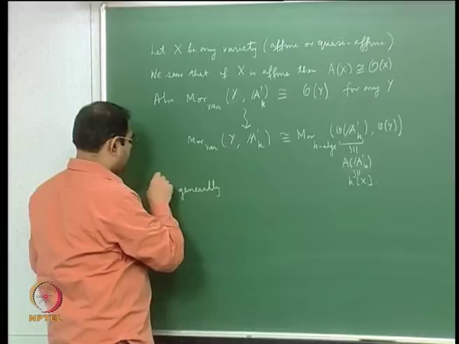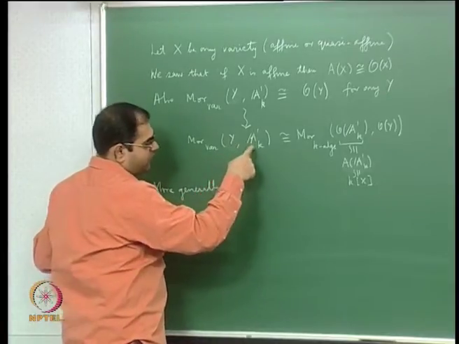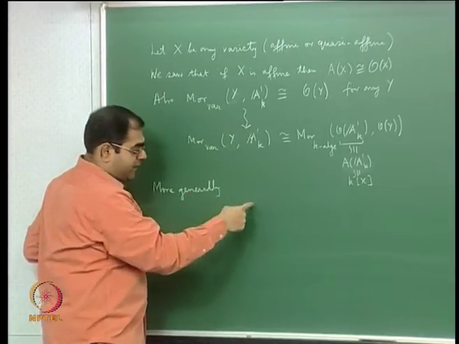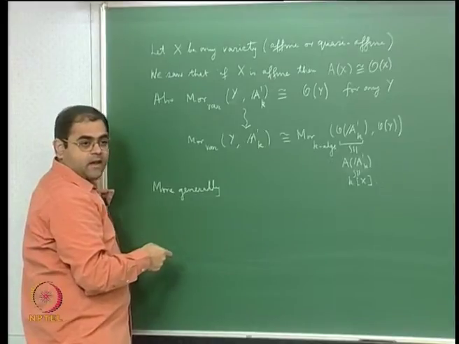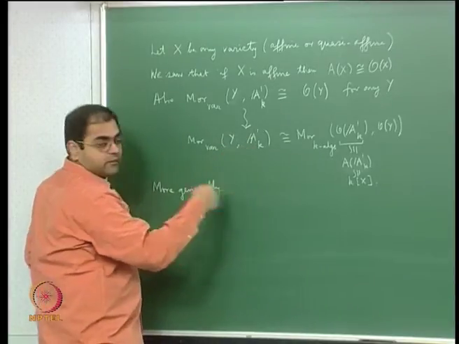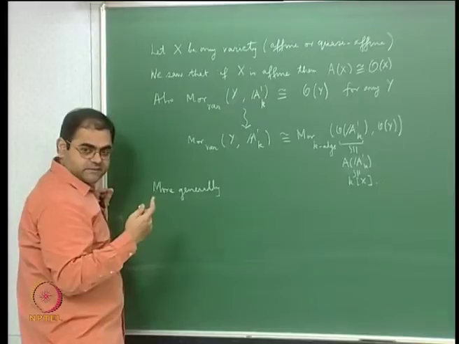And then I told you that more generally you can also write it as what I have written for A1, you can write it for An, and not only for An, you can write it also for any affine variety.